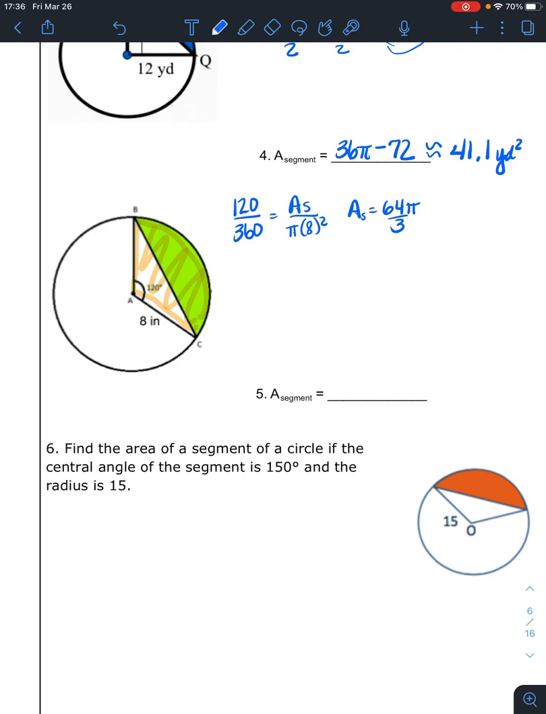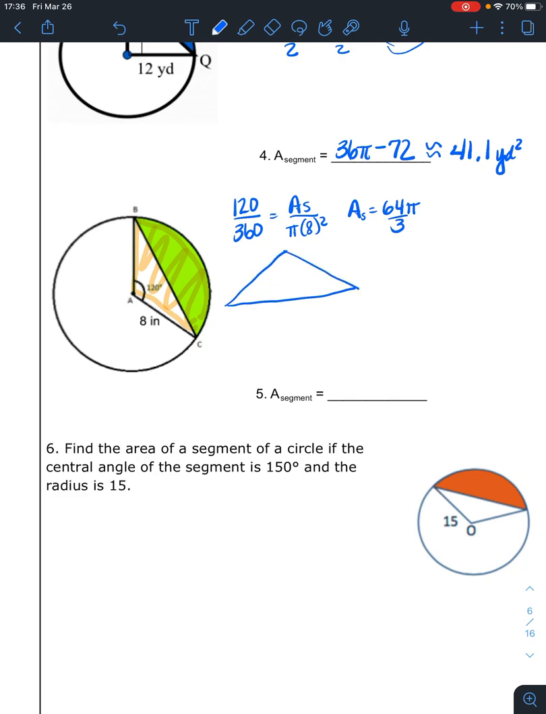If you press math enter, it'll put it back into a calculator. If you put that into the calculator, it'll math enter it back into a fraction for you, if you're asked to leave it in terms of pi. Okay, so now here's the tricky part. We need the area of this triangle.